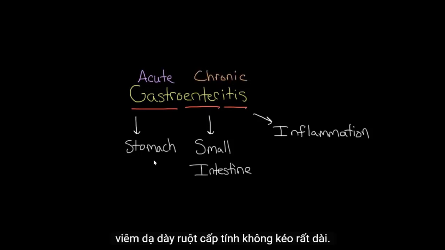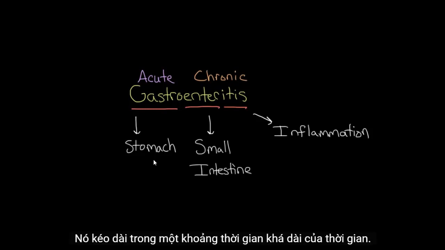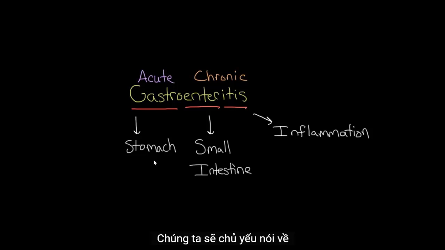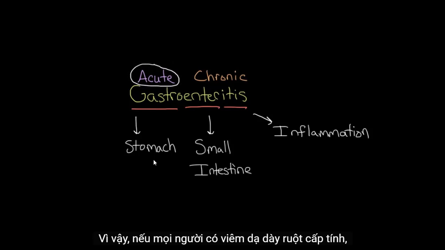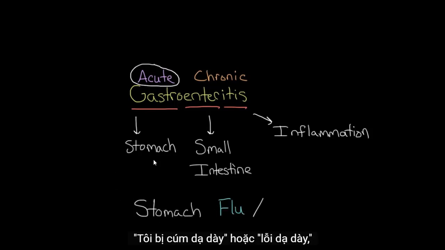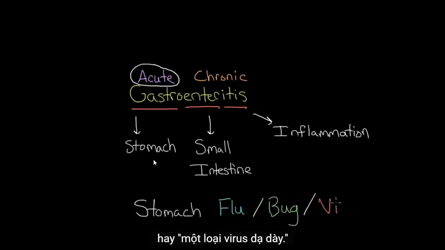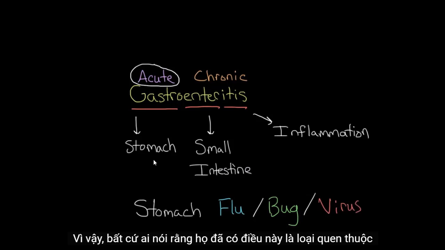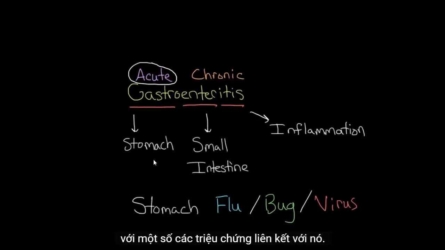Acute gastroenteritis doesn't last very long. It's usually about a few days to a week. Chronic gastroenteritis, on the other hand, is persistent. It lasts for a pretty long period of time. We're going to mostly be talking about acute gastroenteritis. So when people have acute gastroenteritis, they don't usually say, like, I have acute gastroenteritis. They usually say something like, I have the stomach flu, or the stomach bug, or a stomach virus. So anyone who said they've had this is kind of familiar with some of the symptoms associated with it.